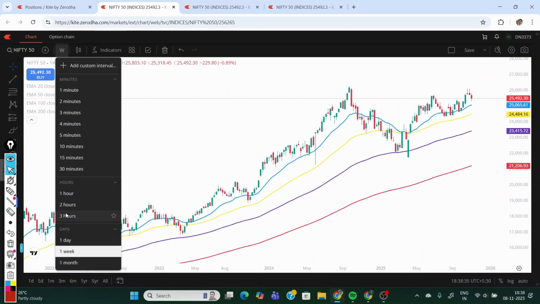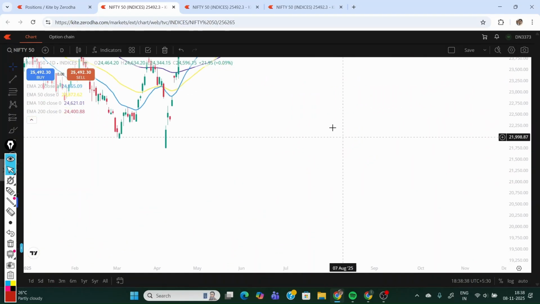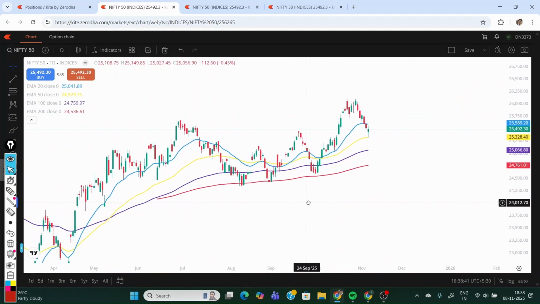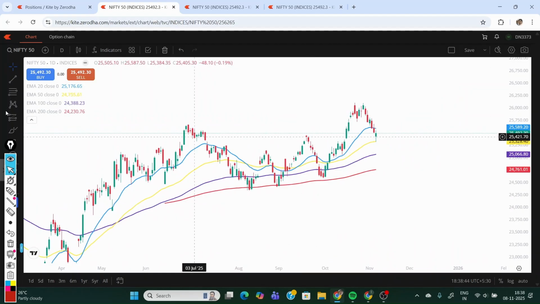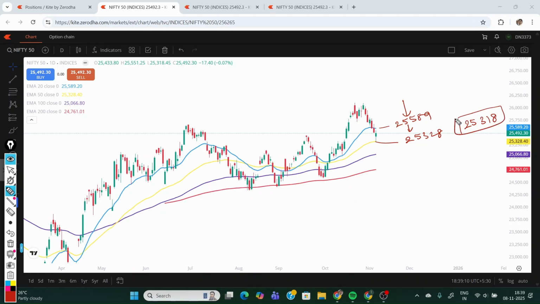Let us change the time frame to 1 day. Let us zoom it so that it is visible properly. Here it is. We broke this 20 period exponential moving average, which was at 25,589, and we went all the way to 50 period moving average, that is at 25,328. And what was the previous week's low? That is on Friday, 25,318. Just below this level, but closed well above this number. It tested this level and took support around here.